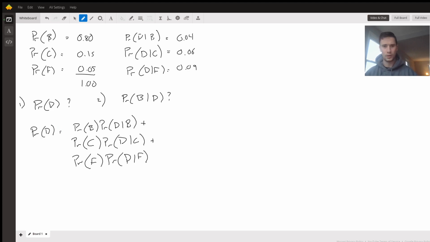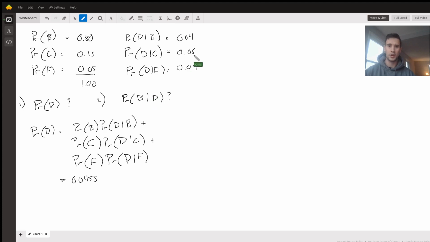And if I pull out my calculator real quick and just do that math for you, 0.8 times 0.04 plus 0.15 times 0.06 plus 0.05 times 0.09, we get an overall defect rate for the whole population of 0.0455.